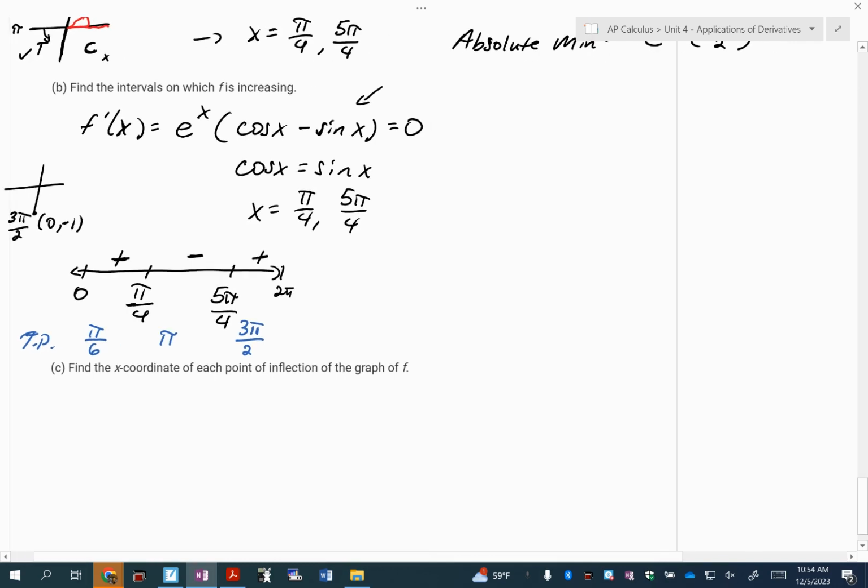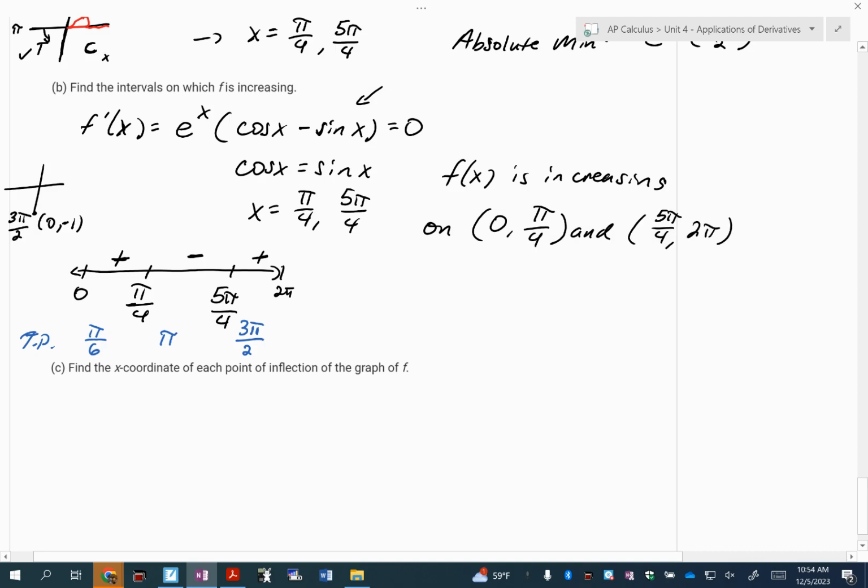So where is the function increasing? f of x is increasing on two intervals: on the interval 0 to pi over 4 and on the interval 5 pi over 4 to 2 pi.